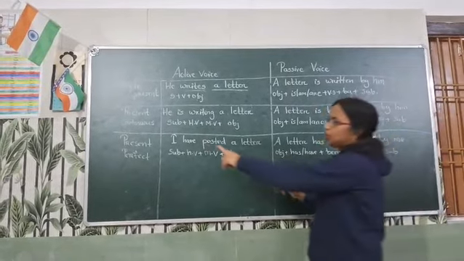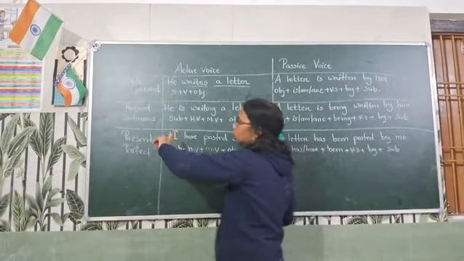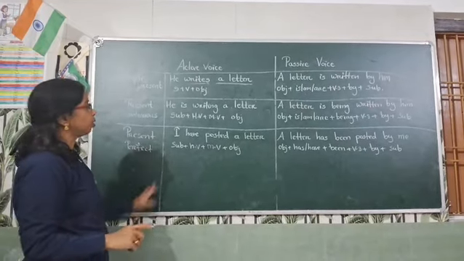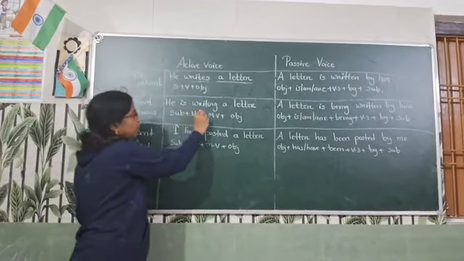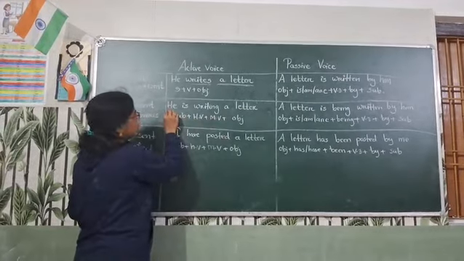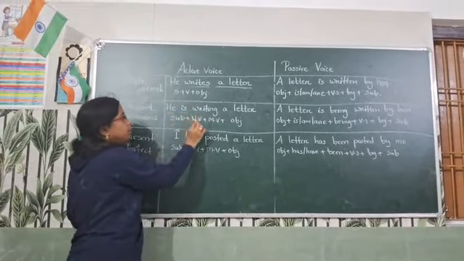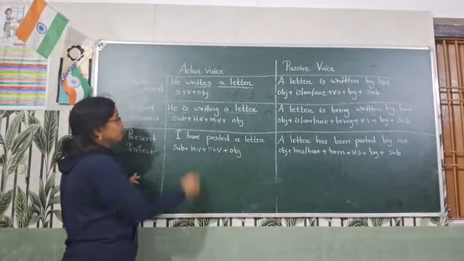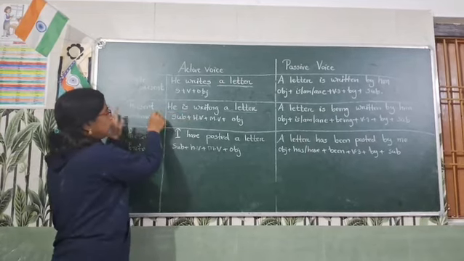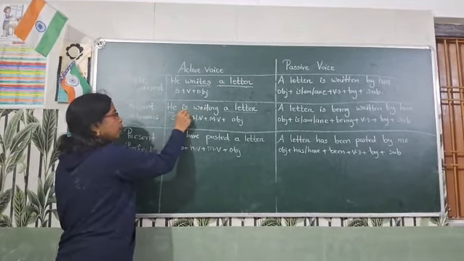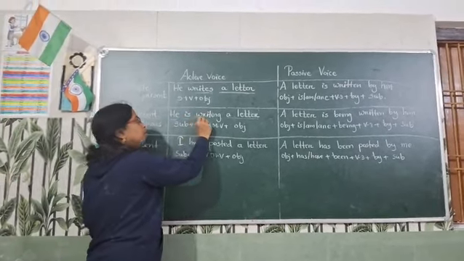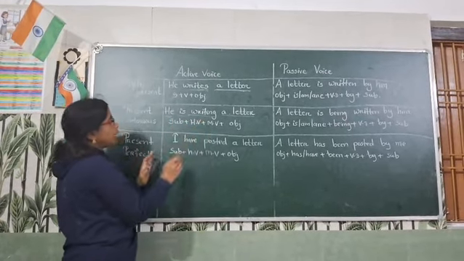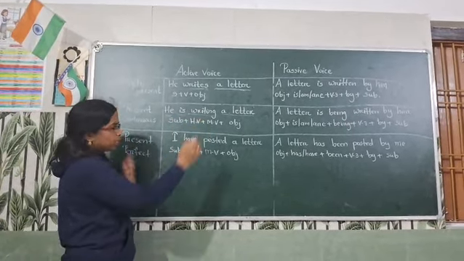Now comes present continuous. The present continuous structure is subject plus is, am or are plus verb 4 plus object. He is writing a letter. Here he is the subject, is is the helping verb, writing is the main verb, and a letter is the object. So this sentence is present continuous. Here is, am, are means present tense, and verb plus ing means continuous. It is present continuous.